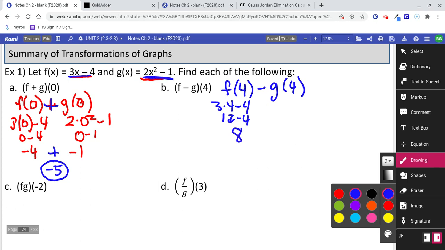And then g of 4 is a little bit harder to do. Use a calculator if you want to. It's 2 times 4 squared minus 1. That's 2 times 16 minus 1, or 32 minus 1 is 31. And this is a subtraction problem, so we're going to do 8 minus 31 is negative 23.